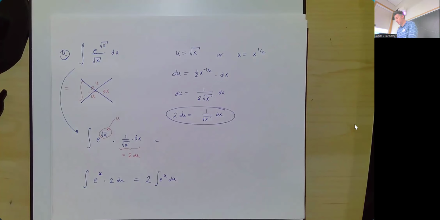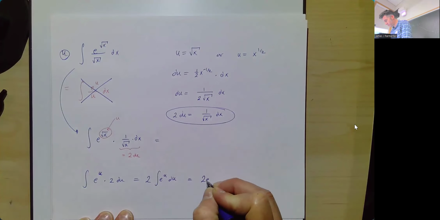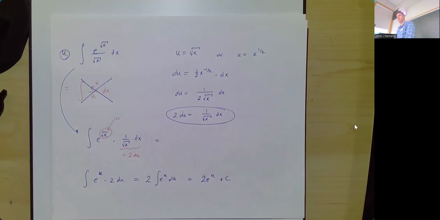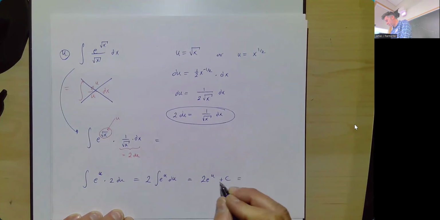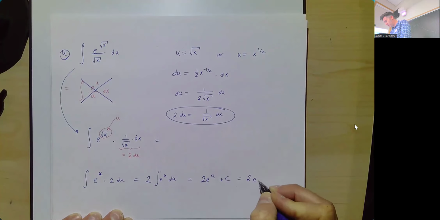The antiderivative of e to the u is e to the u. So we get 2 times e to the u plus c. You don't need to multiply the 2 by the c, because 2 times a constant is still a constant. So any constants that are out there, just write plus c. And then I see the chat, I'll look at it in a second. And then we replace u with what it's equal to. So we get 2e to the square root of x plus c.